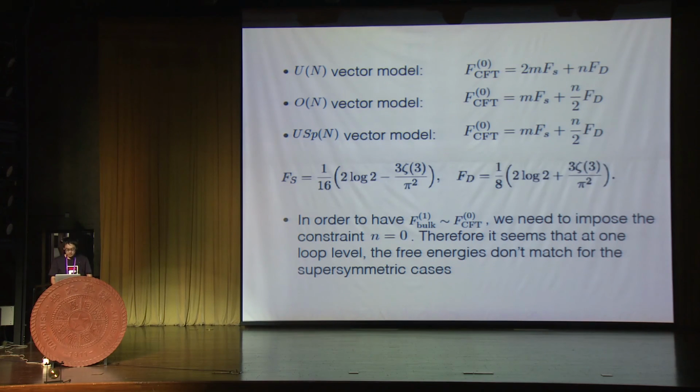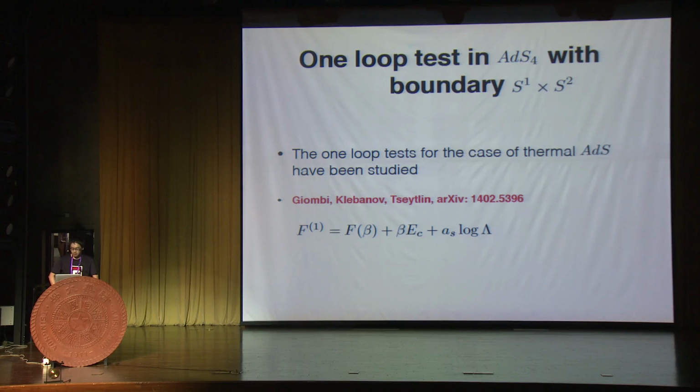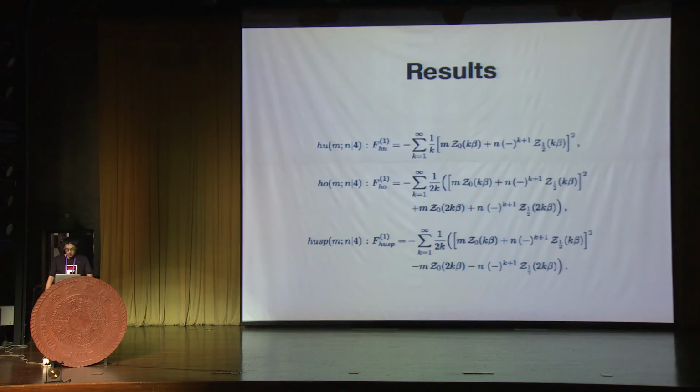We also did a test for thermal AdS, namely with the boundary S1 cross S2. In this case, the one-loop free energy consists of three terms: F beta, beta times the Casimir energy, and some log divergence. We found that the last two terms, the Casimir energy and the log divergence, vanish. The only non-trivial contribution is F beta, the thermal free energy. And these are the results for this F beta term. They match perfectly with the boundary theories.